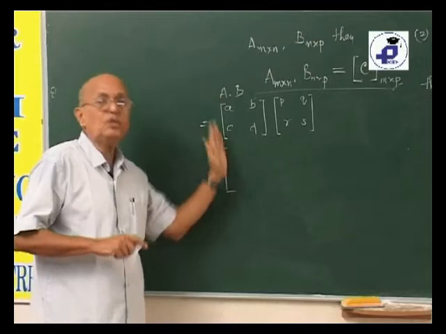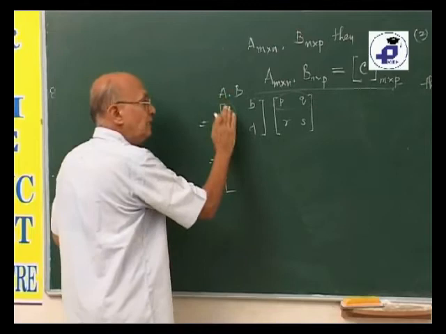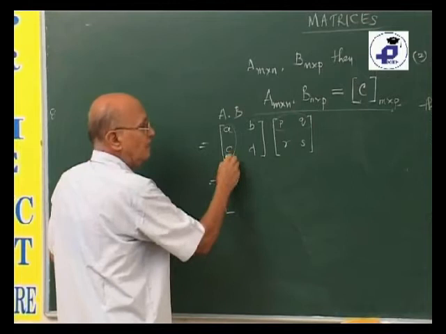I will write like this. How is the product being found out? You have to multiply A and C by P and Q. That is, A into P and C into Q, and you have to add.